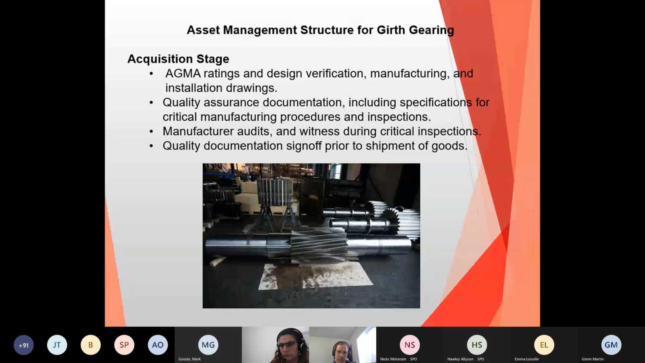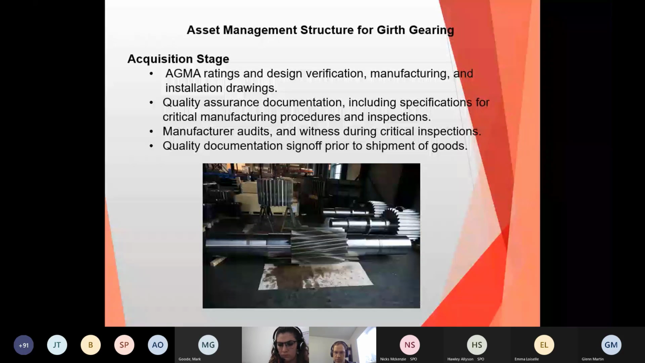So if we're looking at the drivetrain for this large rotating drum, we have AGMA ratings and design verifications that are available that set the standard for the acquisition of this equipment. So there are standards for manufacturing that can be specified and should be specified at the procurement stage. This is important because a lot of times a site will have an issue with gearing and end up just saying, I want another one of those. I want a replacement of that, and then shop around for price.